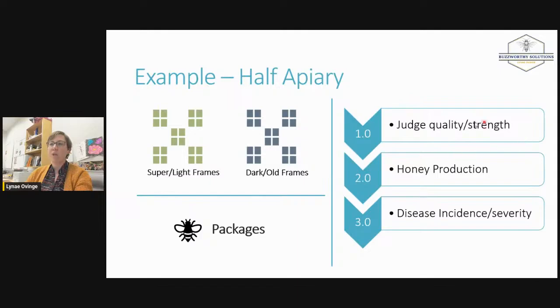And so we have over here the level of measurement. Just start off with that beekeeper judgment of the quality and strength between the halves of the yards. If we want to get more complicated, we can do some sort of honey measurement on the halves of the yard. And then if we want to get even more complicated and write down data, we can look at how much disease we have in each half yard. You do that on 6 apiaries, you should get an answer about whether or not there's a difference between these two types of frames in your operation.